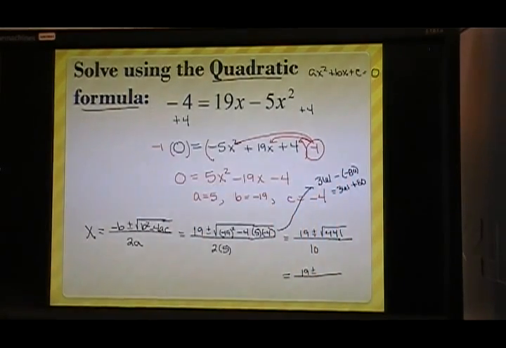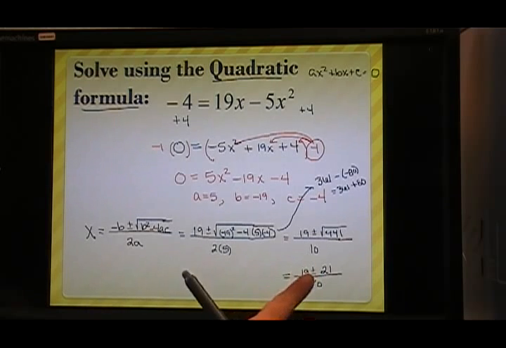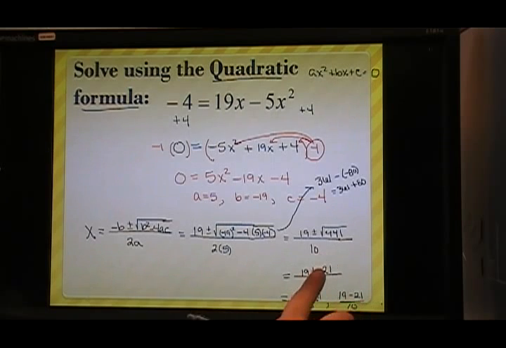So we have 19 plus or minus 21 all over 10. So again, the plus or minus means one solution is 19 plus 21 over 10, and the other is 19 minus 21 over 10. And we have no i's, no roots. You know, we can do this math. If we add 19 and 21, that would be 40, and 40 divided by 10 is 4. So 4 is a solution.